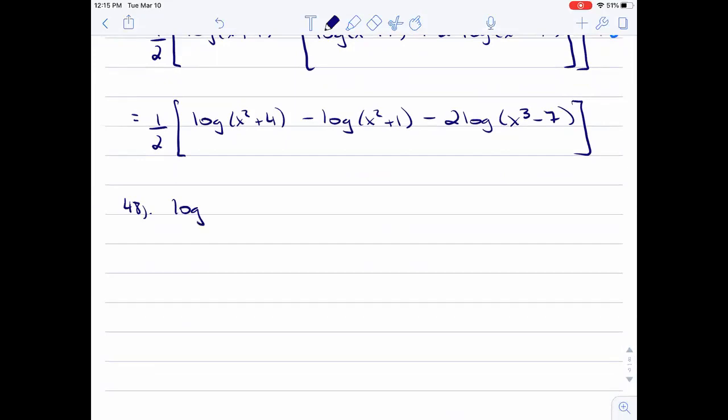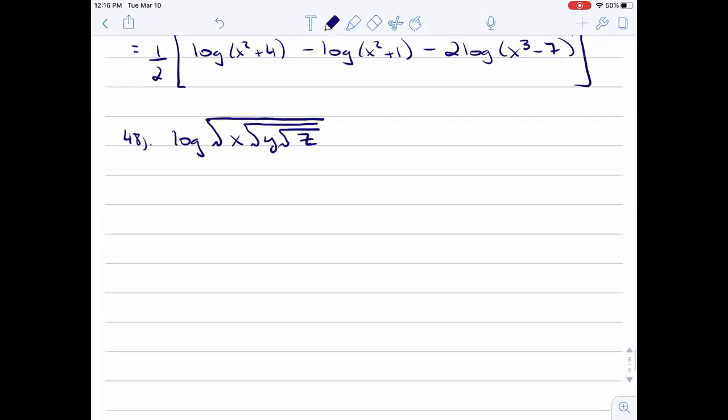48, we want to take the log of the square root of x times the square root of y, times the square root of z. Whoa. Just simplifying this is a little bit weird. I'm going to have to rewrite all these in terms of powers, right? These square roots. And so if I have the log of, I guess I can start there.